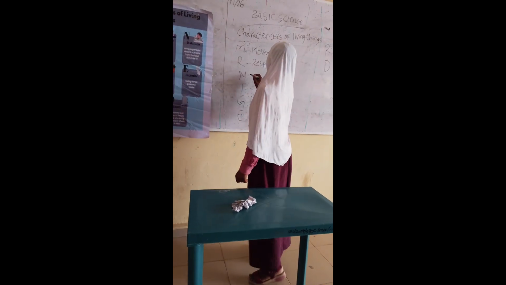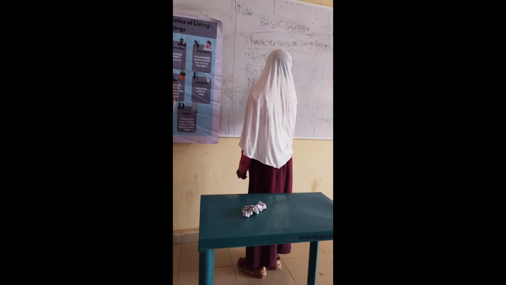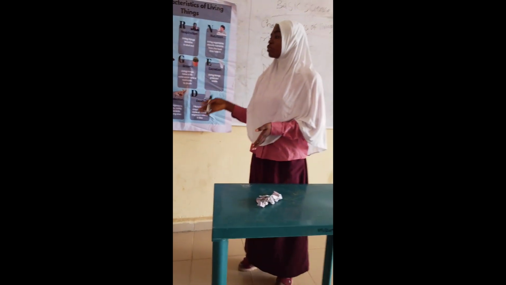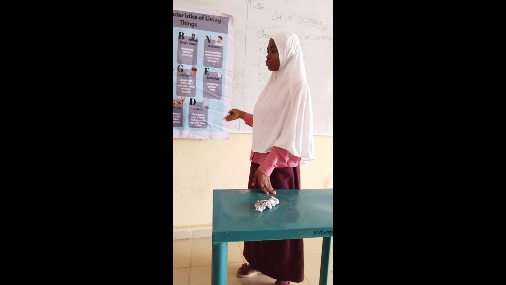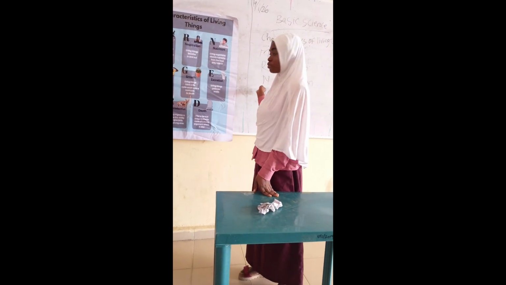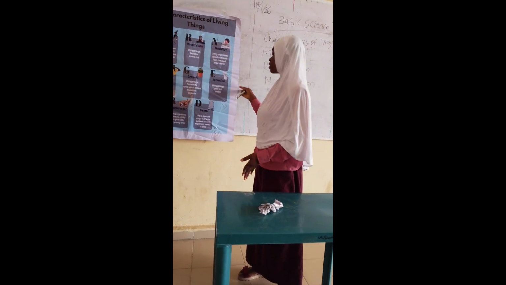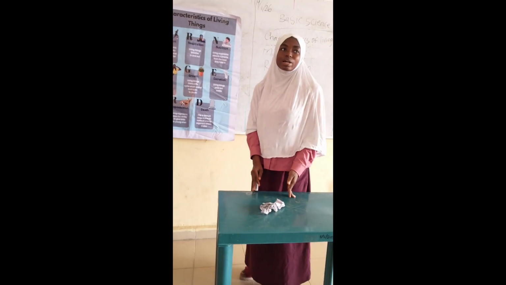And then the next thing is nutrition. Living things have to take in food. From the food we take in different types of nutrients. That's why we have classes of food. You have your carbohydrates, your protein, and those. When you eat, let's say, rice, it's going to give you carbohydrates.